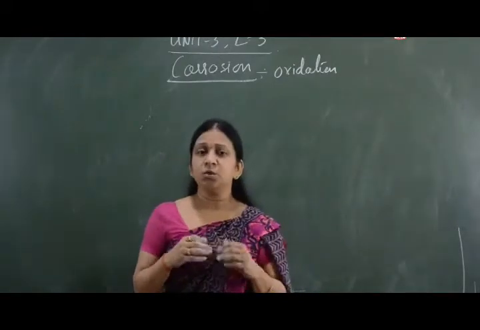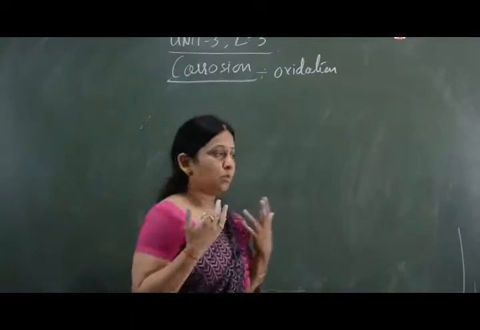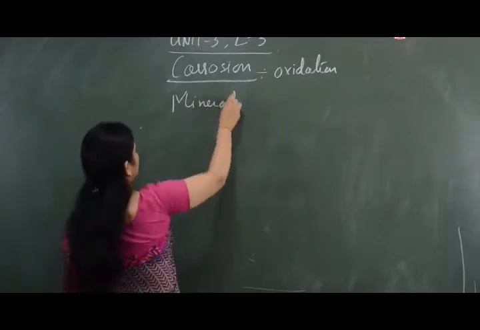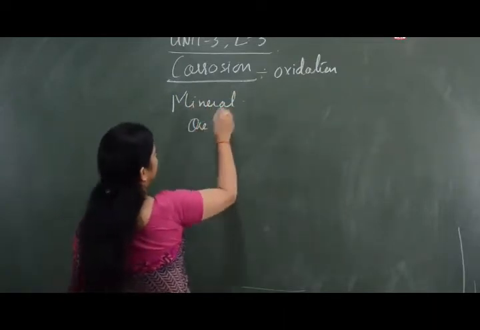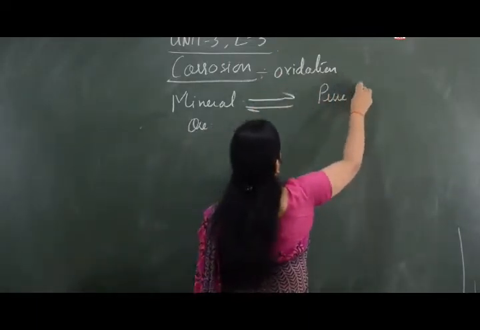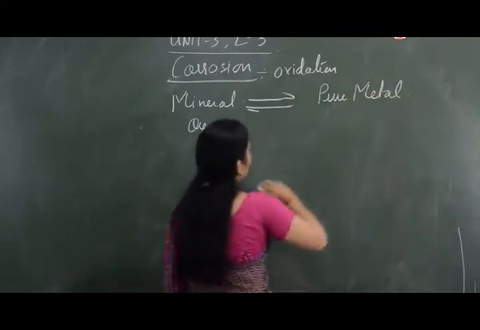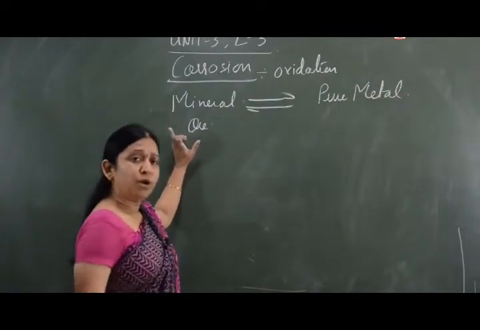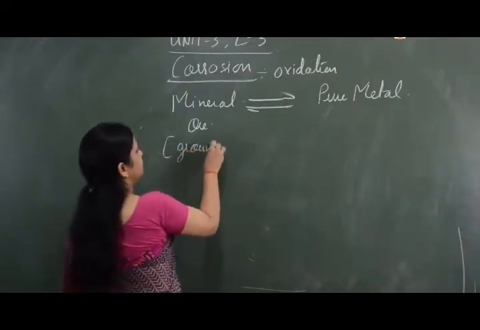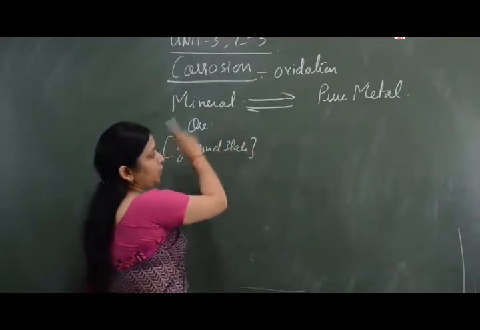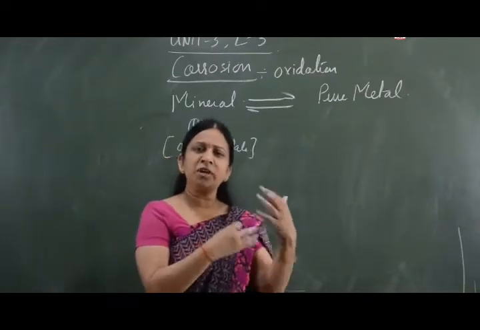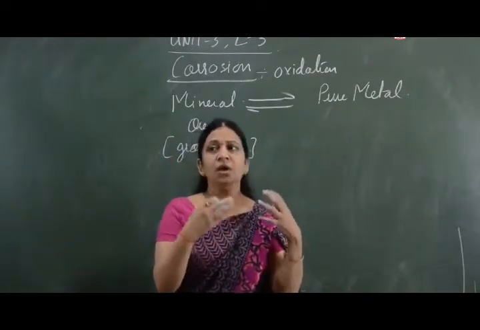Now, the first question is, why do metals undergo corrosion? Metals undergo corrosion because we know that metals are present as mineral ores, and from mineral ores we extract pure metals. Mineral ores are very stable, so they are present in the ground state. During the extraction of pure metal from mineral ores, a lot of heat treatments and other treatments are given to the mineral ore.